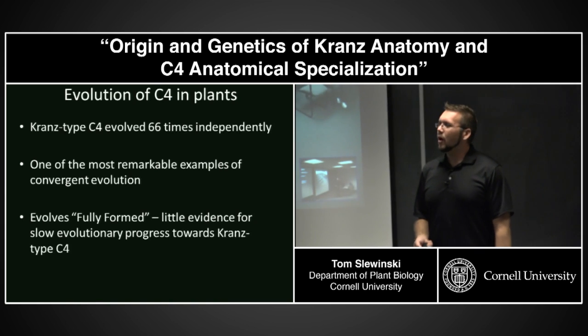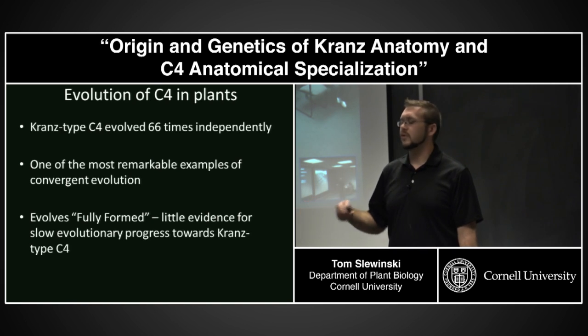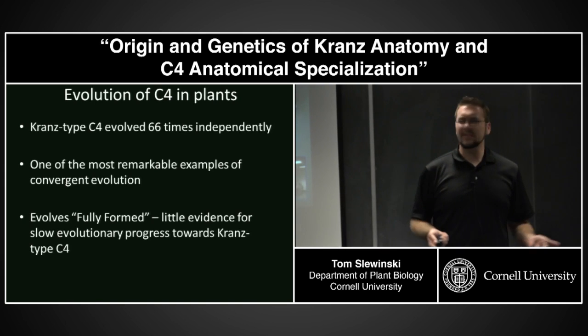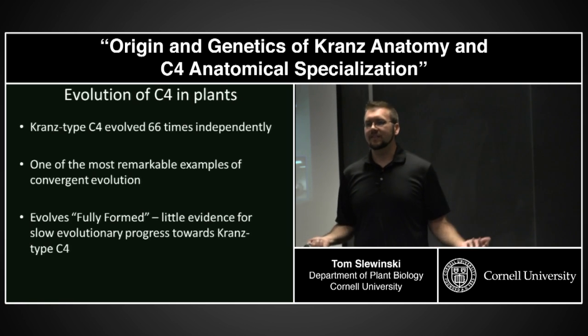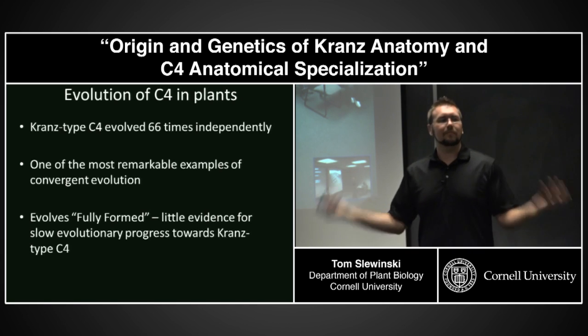And every time it evolves, it just pops up fully formed. So there's little evidence that there was a slow evolutionary progression towards Kranz anatomy each time it evolved. It just pops up fully formed. But how can we reconcile this with Darwinian evolution, which is more like Goldschmidt's hopeful monsters, where spontaneous complexity just arises? So it was really another huge mystery how such a complex system just pops up.